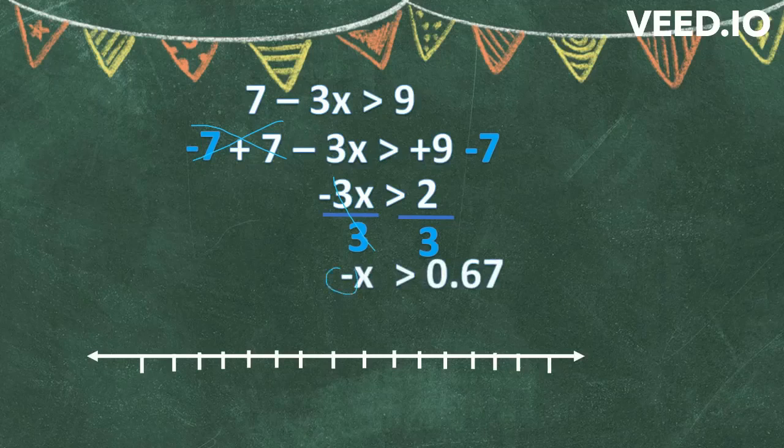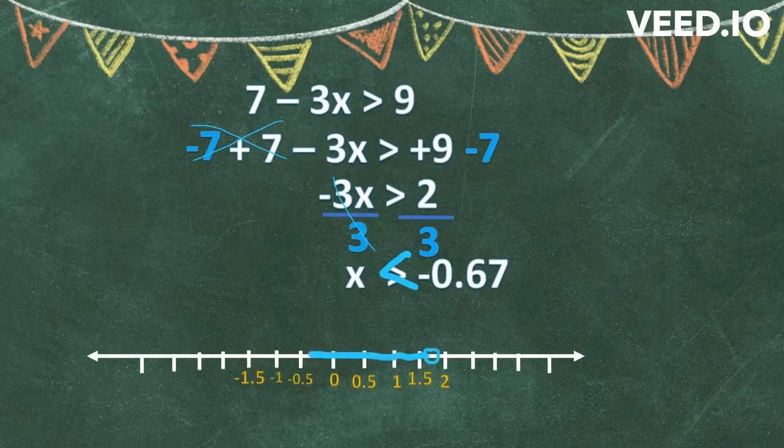So let's multiply both sides by minus 1. So minus 1 times minus x is x. We have x on the left hand side and minus 0.67. But this inequality will be reversed. Greater than will change to less than because we are multiplying with minus. When we multiply or divide an inequality with a negative sign, the symbol changes. Less than.